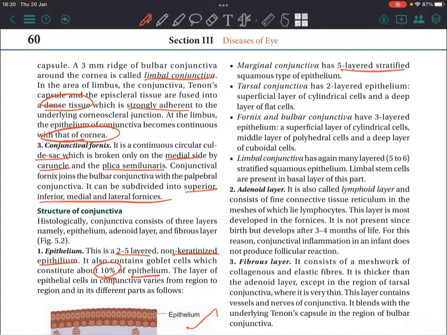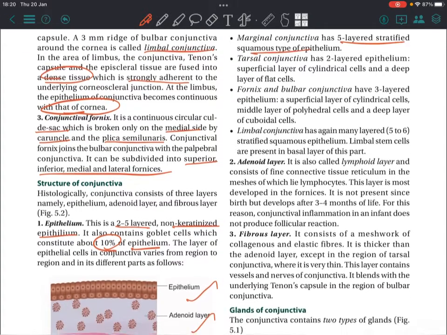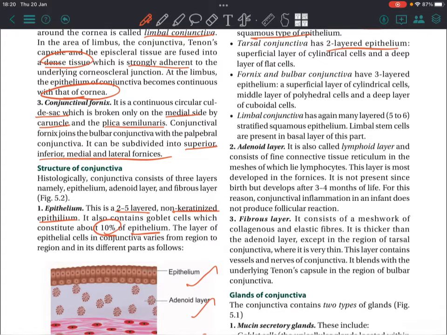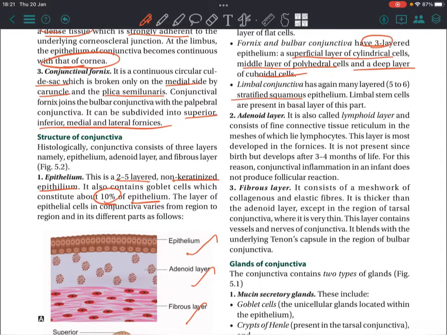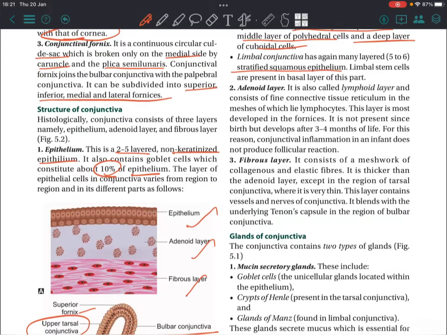Marginal conjunctiva is 5 layered stratified squamous epithelium. Tarsal conjunctiva is 2 layered epithelium. Fornix and bulbar have 3 layered epithelium: a superficial layer of cylindrical cells, a middle layer of polyhedral cells, and a deep layer of cuboid cells. Limbal conjunctiva again has many layered stratified squamous epithelium. Limbal stem cells are present in the basal layer of this part.